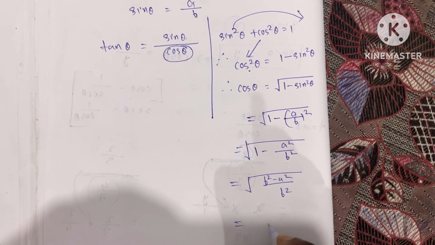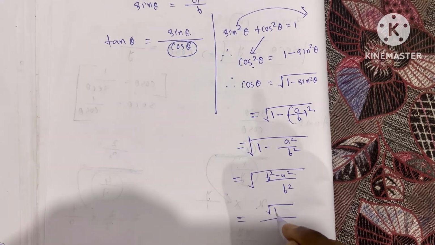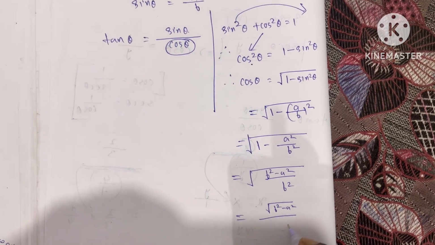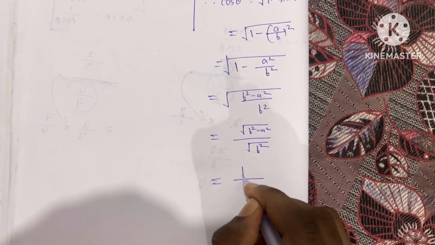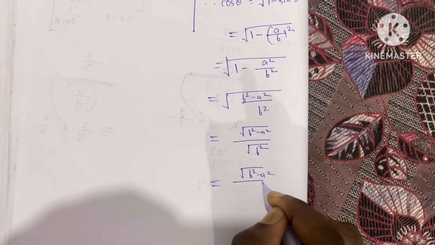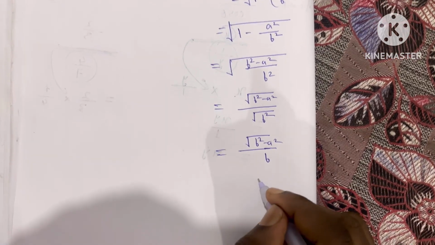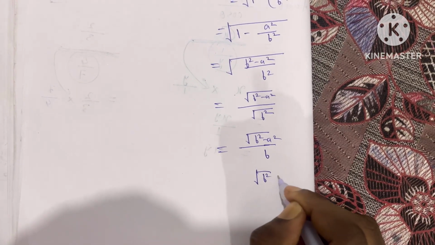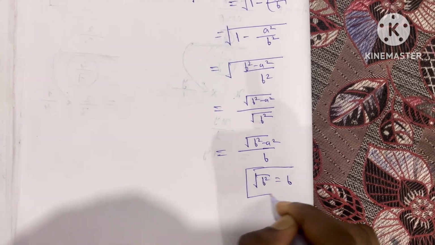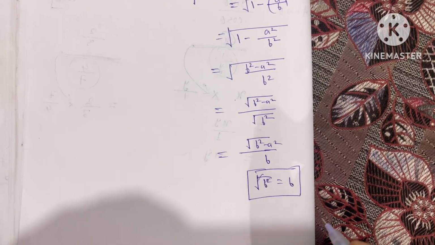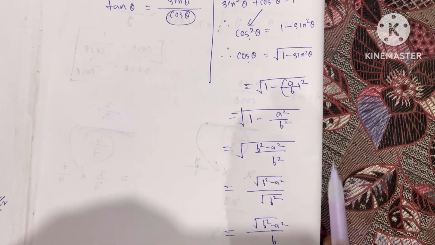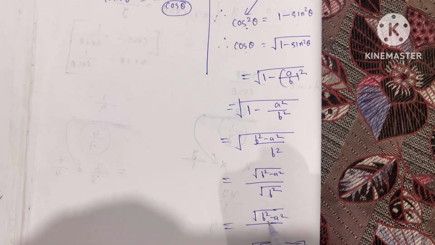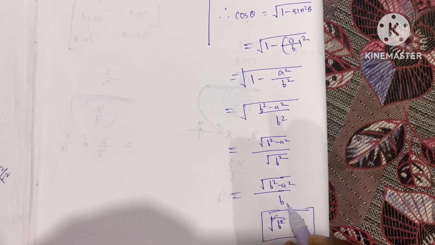So this is very simple. If you separate the root and give the root to the numerator and denominator, then you will get root over b square minus a square divided by root over b square. And then we can write root over b square minus a square divided by b, because as you know root over b square is equal to b. Yes or no? Because this is square, this and this get cancelled. So therefore the value of cos theta is under root of b square minus a square divided by b.